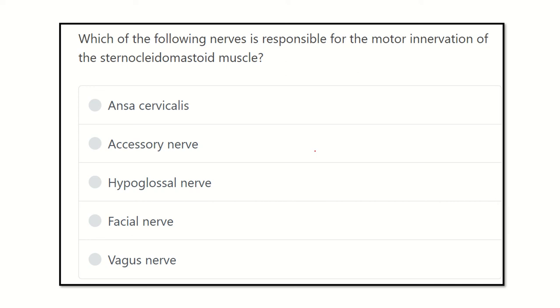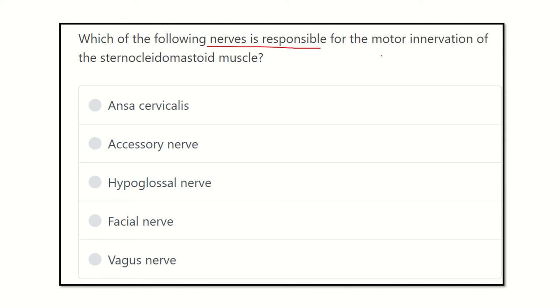Welcome to another video regarding the MRCS exam, and this video will help you a lot to gather your knowledge towards the MRCS exam. So here is the question. First of all, read the question very sincerely. Which of the following nerves is responsible for the motor innervation of the sternocleidomastoid muscle? It is one of the direct questions, and in this type of question it is very easy to carry 1 mark. So here we have to try to find the key points.